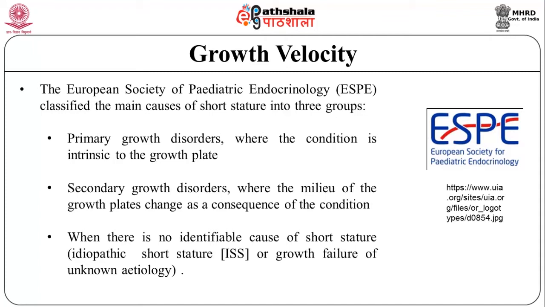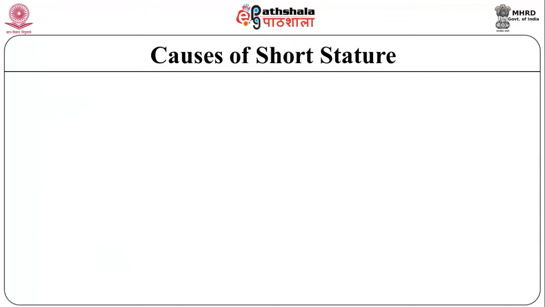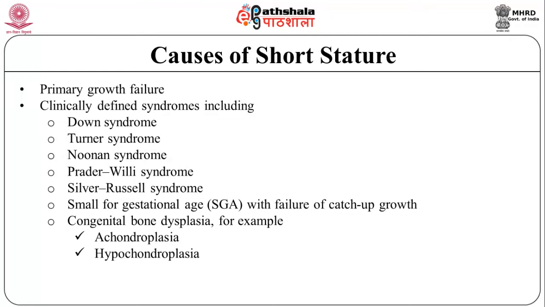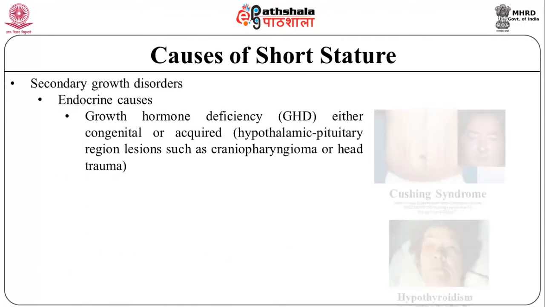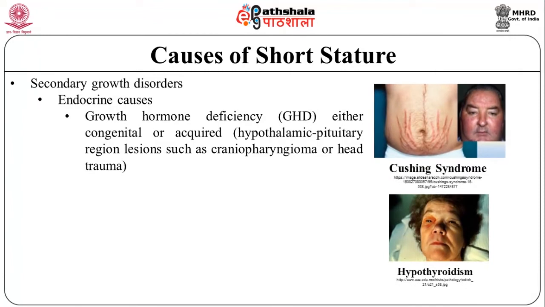Witt et al. 2007. Causes of short stature could be primary growth failure, clinically defined syndromes including Down syndrome, Turner syndrome, Noonan syndrome, Prader-Willi syndrome, and Silver-Russell syndrome. Small for gestational age or SGA with failure of catch-up growth, congenital bone dysplasia, for example, achondroplasia, hypochondroplasia. Now, secondary growth disorders, endocrine causes, growth hormone deficiency, either congenital or acquired.